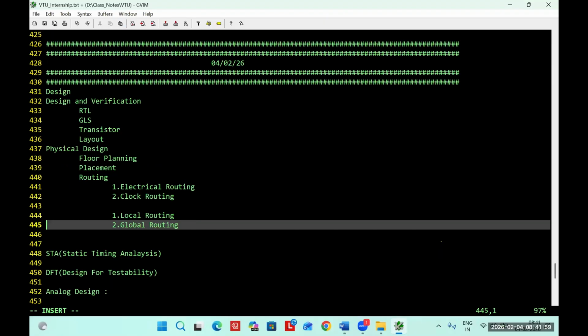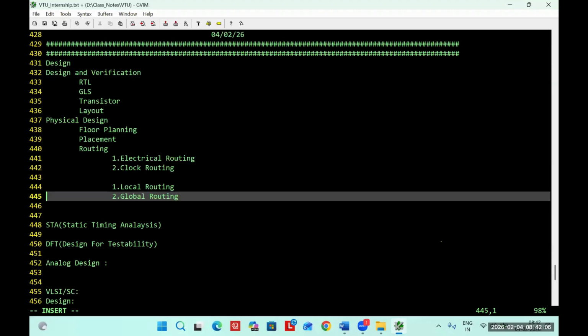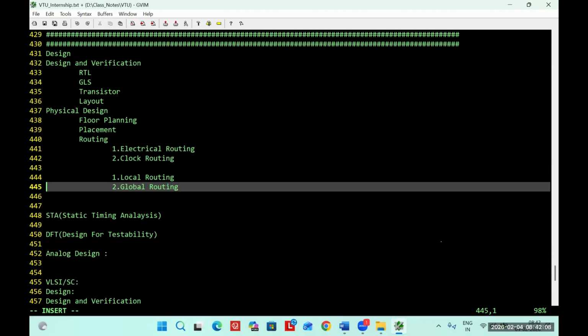Now, what is the need of design? First, if anything is there, you need to design it, correct? If there is an adder, you need to develop the adder first, or a subtractor, multiplication or division. Whatever it is, you need to first design it. It means you need to develop the code.